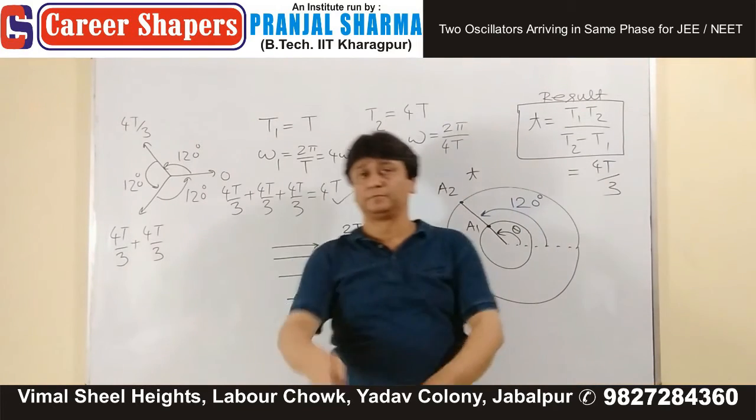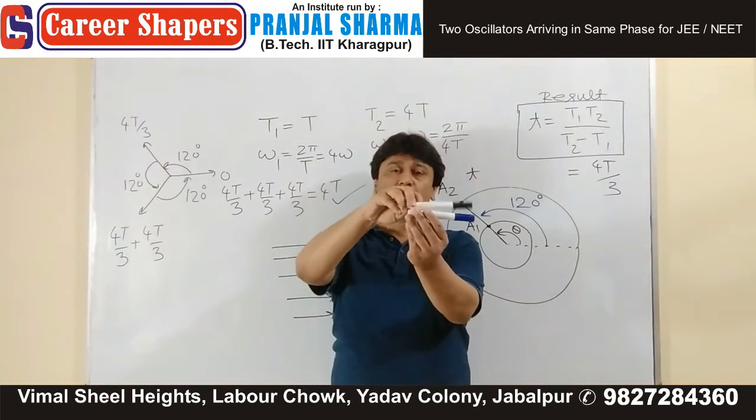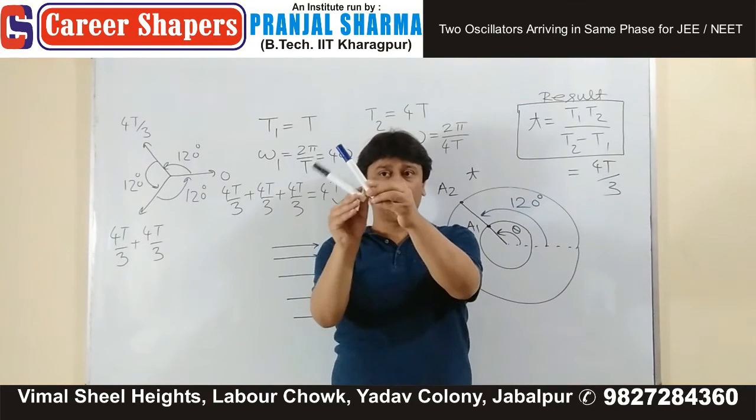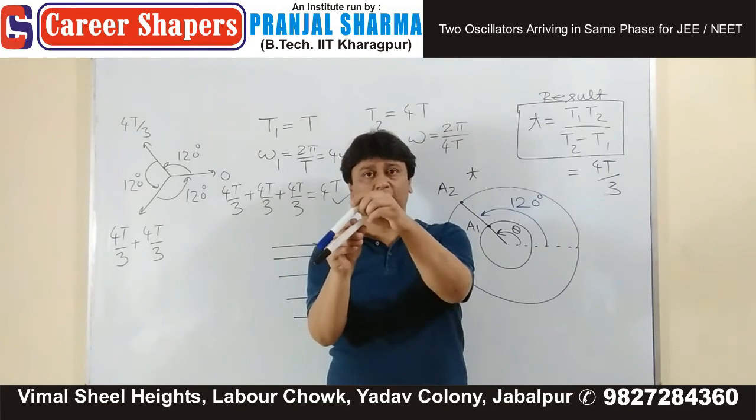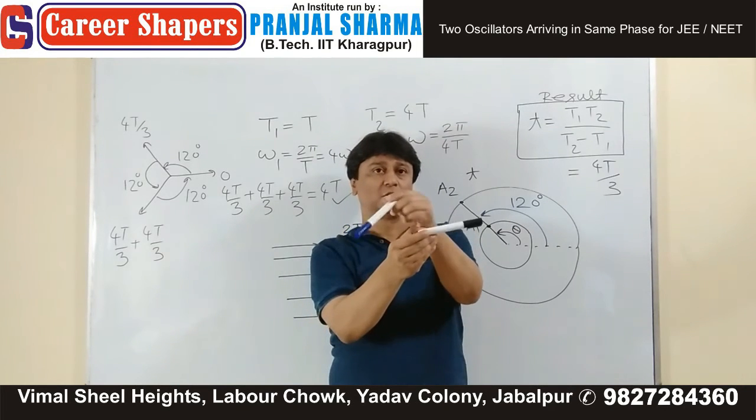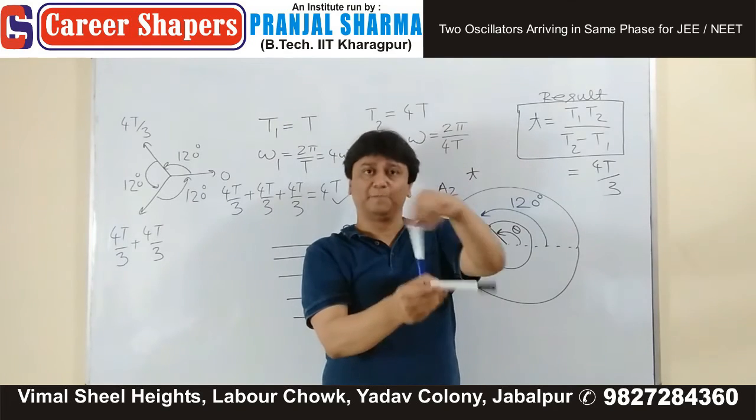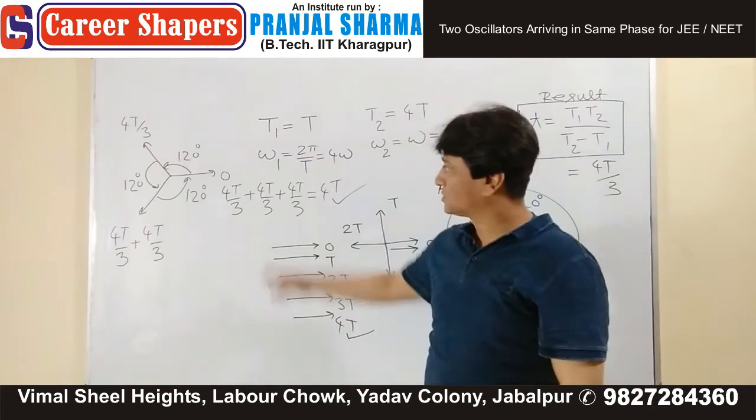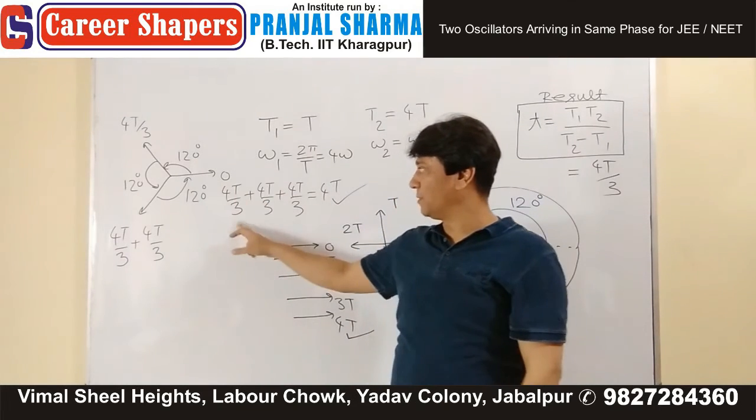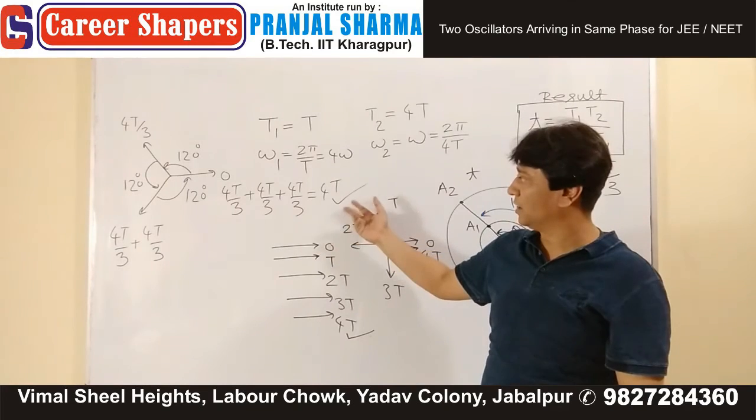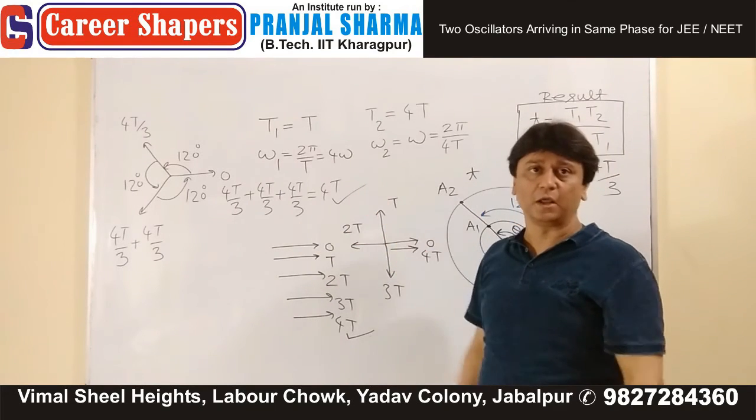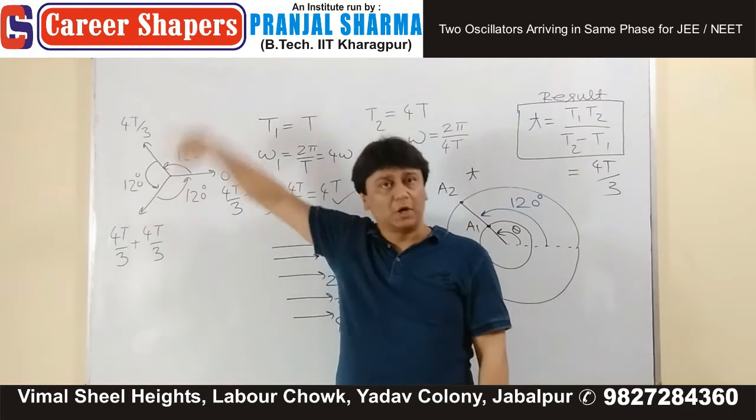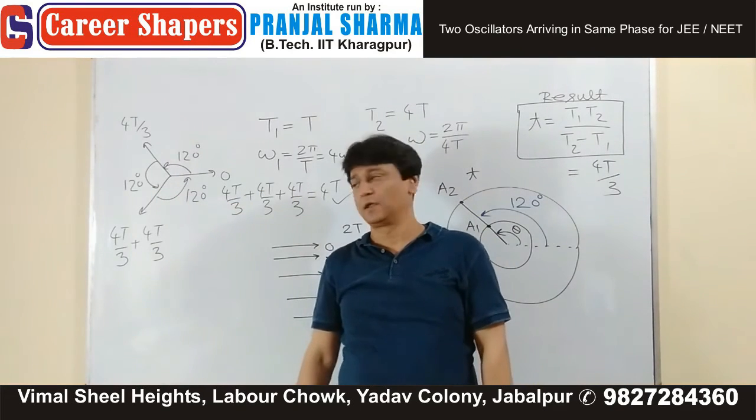क्या बोला मैंने? यहां से चले थे, एक स्लो एक फास्ट, फिर यहां से चले एक स्लो एक फास्ट, फिर यहां से चले एक स्लो और दूसरा कंप्लीट राउंड फास्ट, and it aligns. That means starting from this, after what time? 4t by 3 plus 4t by 3 plus 4t by 3, which is 4 capital T. Or 120 plus 120 plus 120 is what? 360.